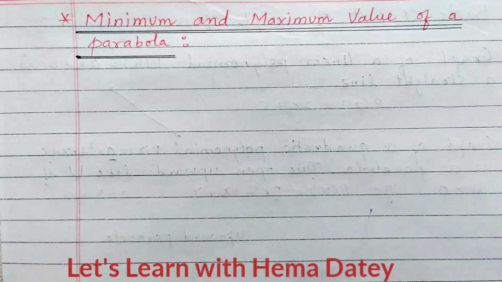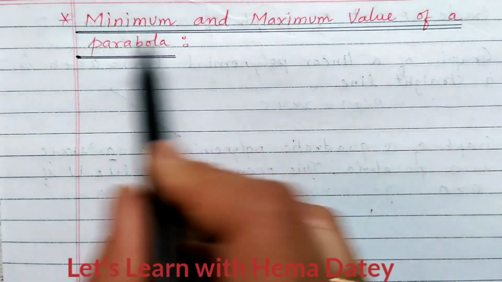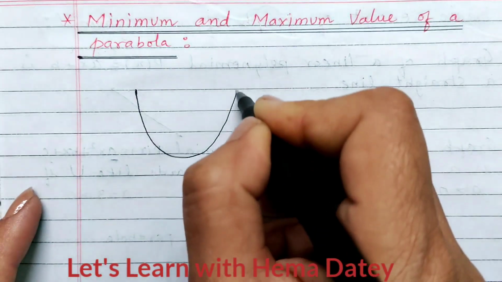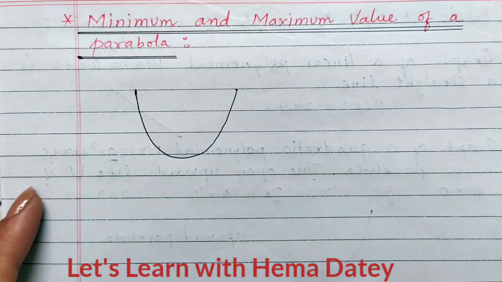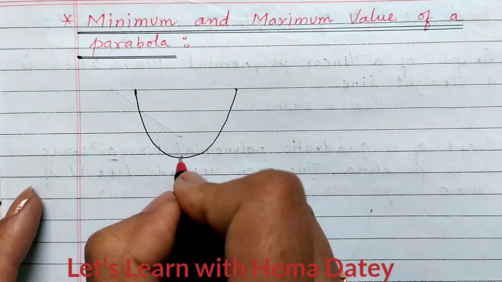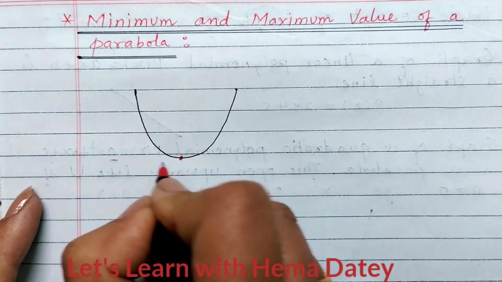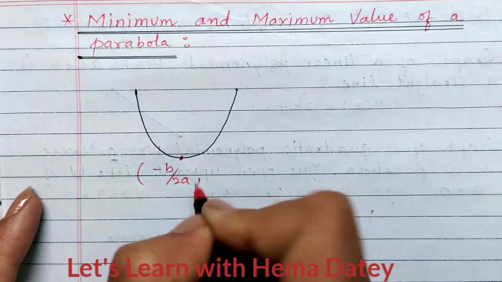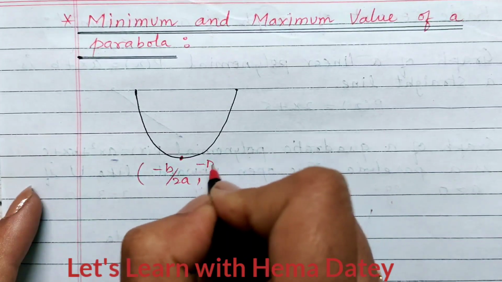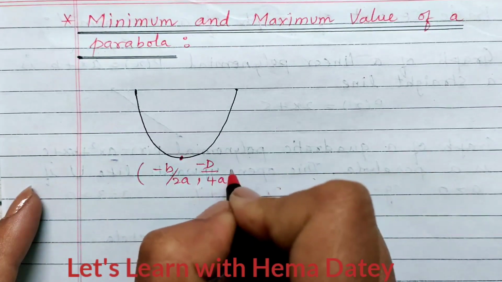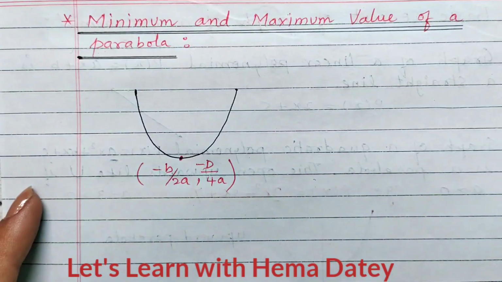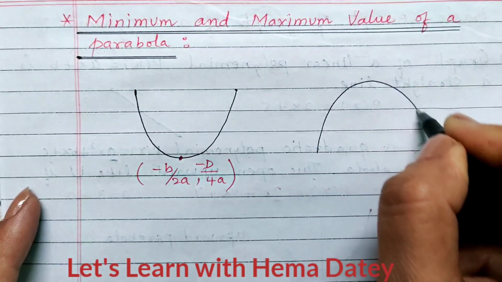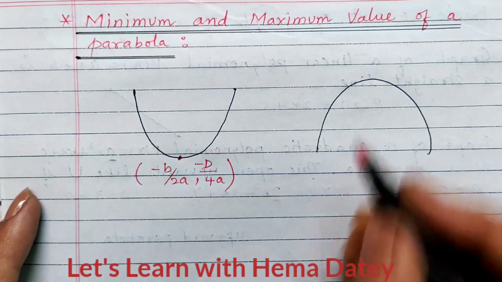Last but not the least, minimum and maximum value of a parabola. I am drawing two parabolas. This parabola is opening upwards. At this point, we get the minimum value of the parabola. This point is minus b upon 2a and minus D by 4a. So the y coordinate is the minimum value of this parabola at the point minus b by 2a.